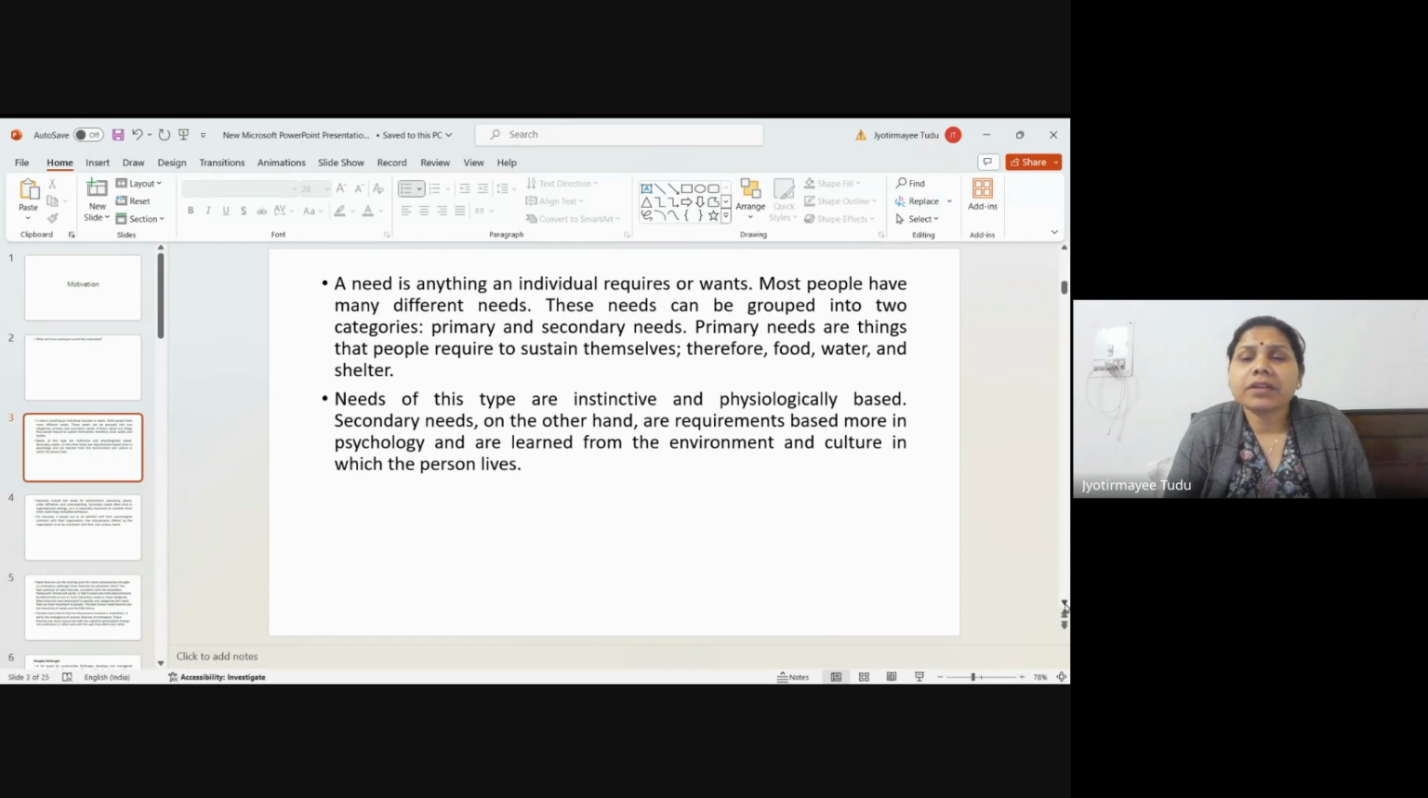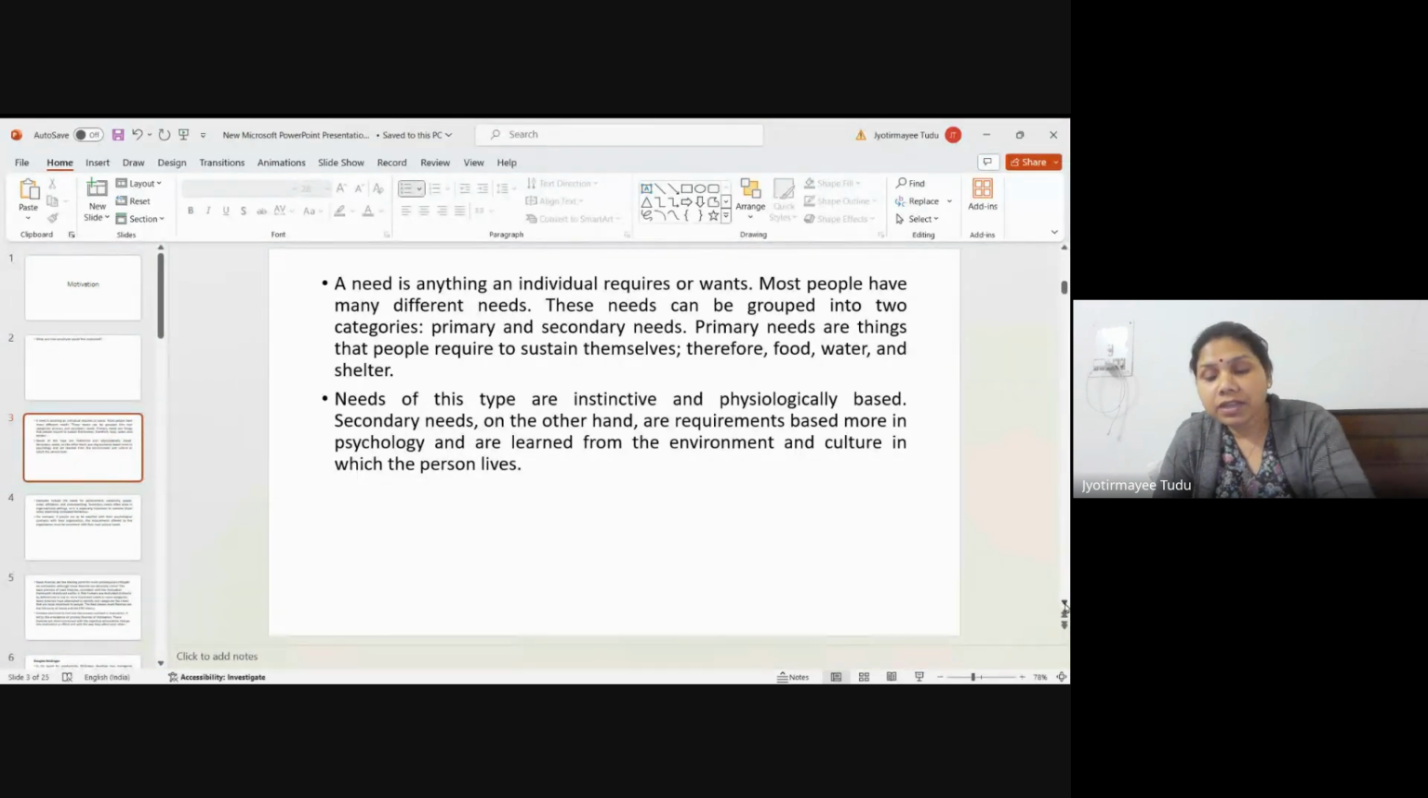Primary needs are those things that people require to sustain themselves, like food, water and shelter. We have already discussed this, and needs of these types are very much instinctive and physiological in nature, whereas secondary needs are requirements based more in psychology and are learned from the environment and culture in which the person lives.